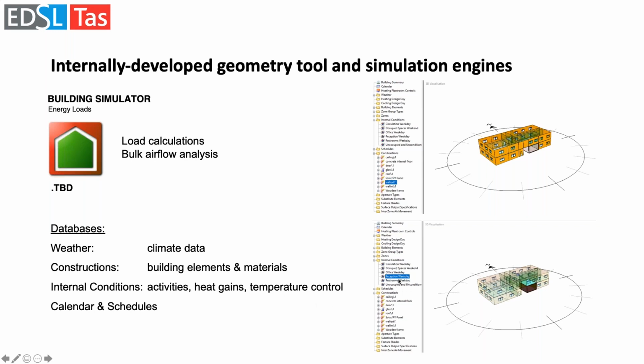Activities, so defining how many people are in an office space versus how many people are in a corridor, and again, these are the activities that are set up in the building simulation. And when you select those, you can also see where they've been applied in the model at the same time.